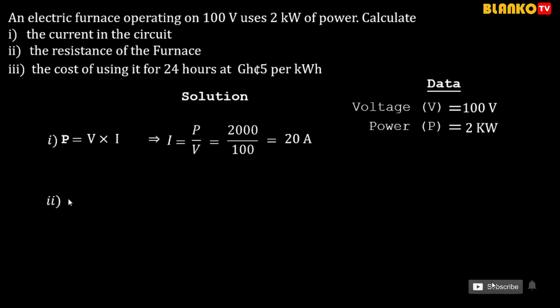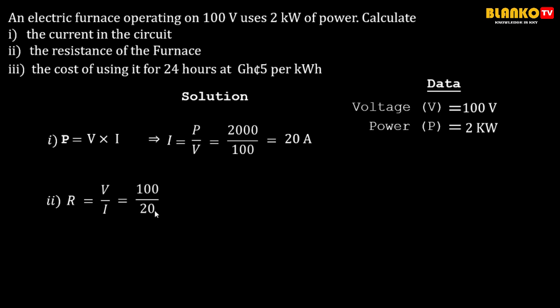and we are to calculate for the resistance of the furnace. Okay, so R, which is the resistance, is equal to what? V over I. V is what? Voltage, and then I is what? The current. Okay, so when we are to substitute the values, we have V to be what? 100, and then I to be what? 20. That is what we just calculated here. Current 20 amps. So V over I. V is 100 over the current, which is 20. So when we divide 100 by 20, we are going to get what? 5 ohms. Resistance is in ohms, so 5 ohms.